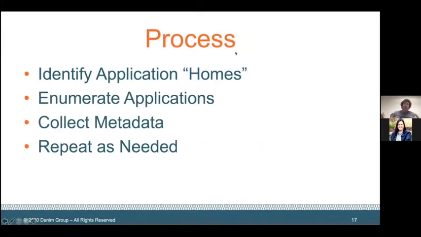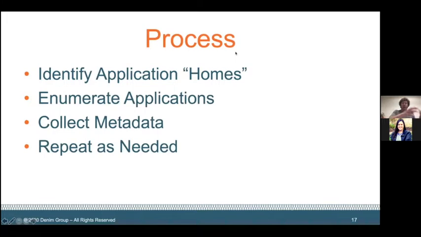And so what this process typically looks like in organizations that don't have good, strong, centralized control is you want to identify where are the different homes that we have for applications. And in a lot of cases, this is going to be your development teams, maybe your DevOps teams now.